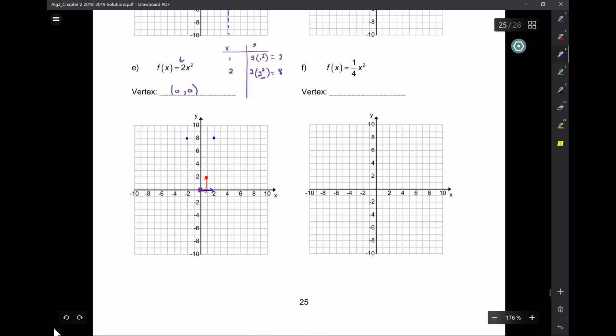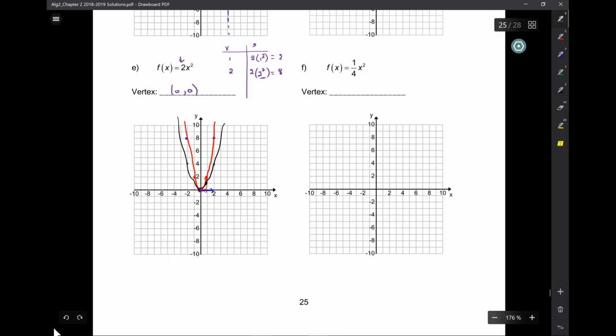Let me put in my symmetric points. Times 2, right? Because you have a 2 in front. And now this is going to look like this. All right? It is a parabola, it's just narrower. Before, when we were graphing, we were going over 1, up 1, over 2, up 4, so it looked like this. So now it got narrower.